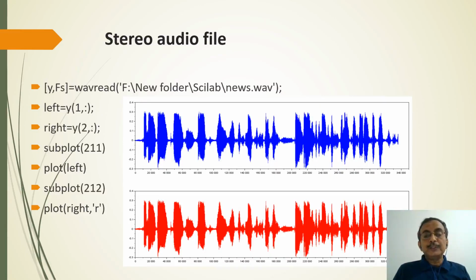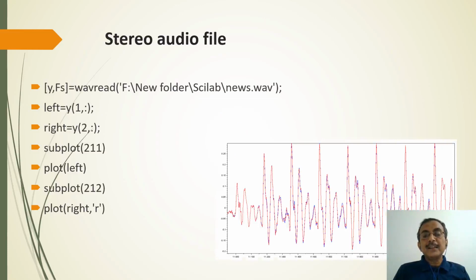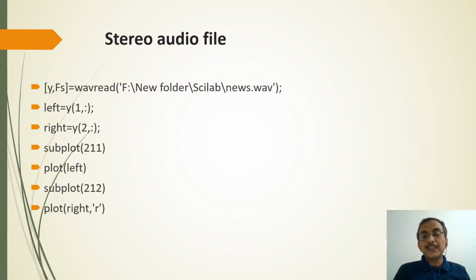The two channel plots, left channel and the right channel, are shown over here, which look very much similar, but of course they will have minor differences, and these differences, if we try to overlap the plot, can be seen in this particular figure, where the red and the blue dots can be seen slightly at different locations at some point.